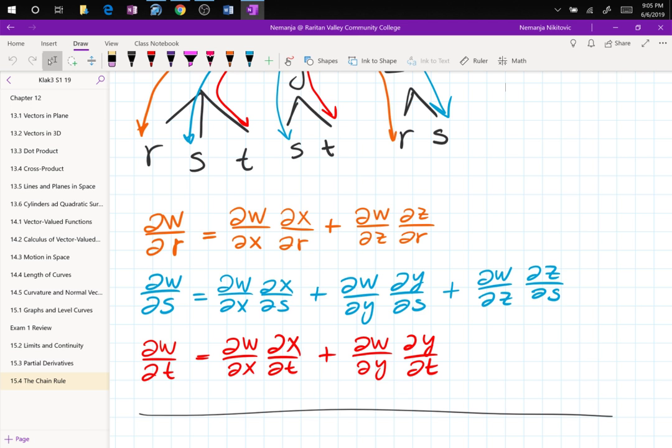Anything else? Well, let's do another example. Let's do another homework example. Pick something. Let's see.